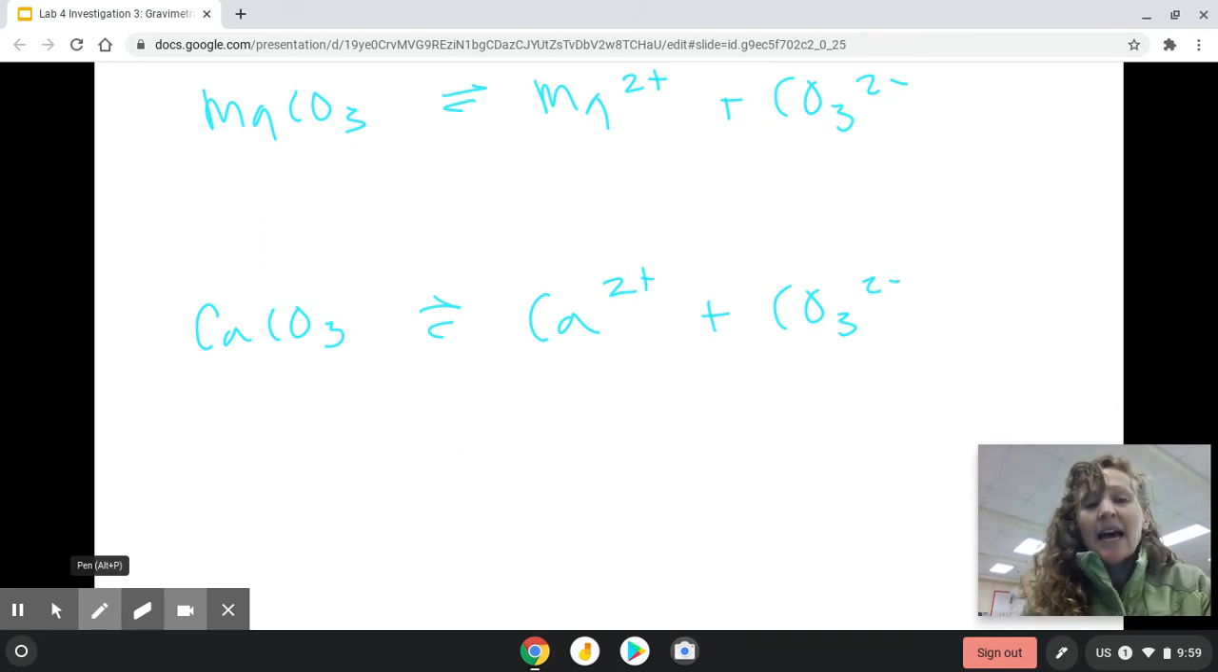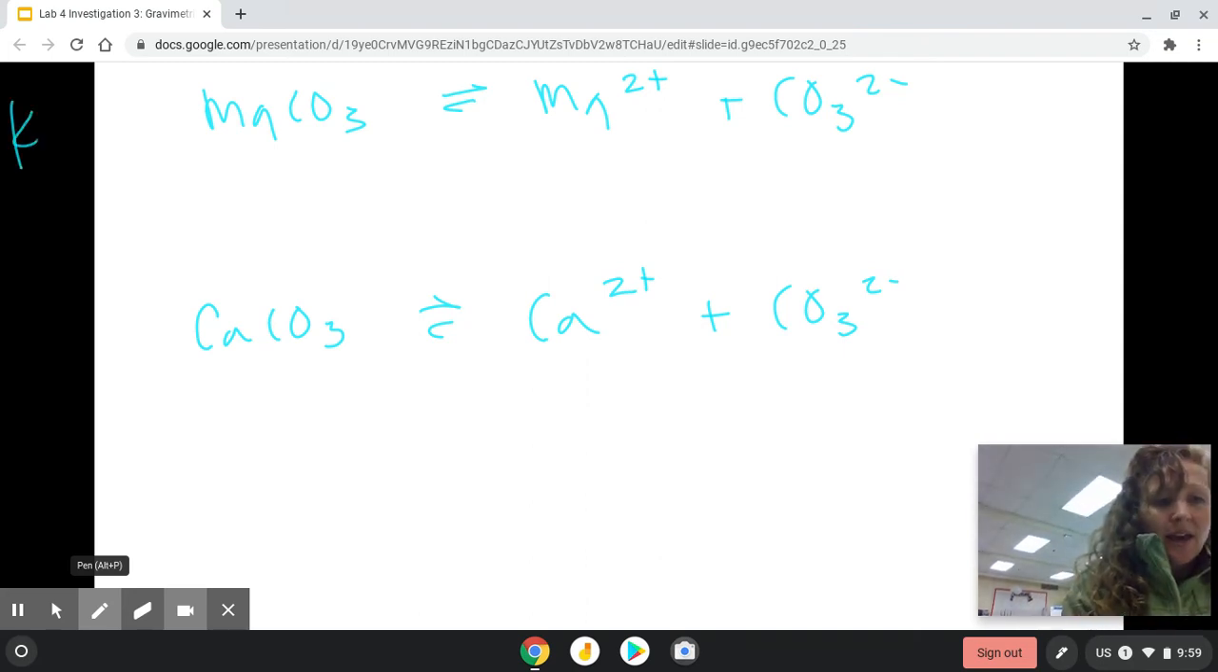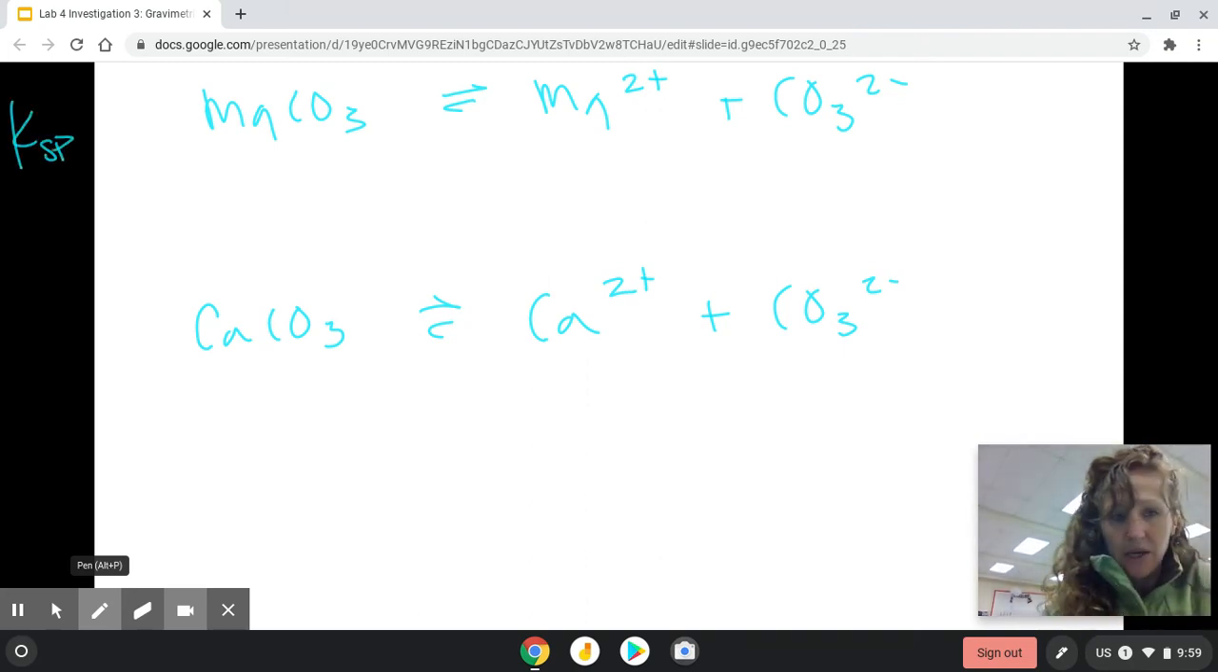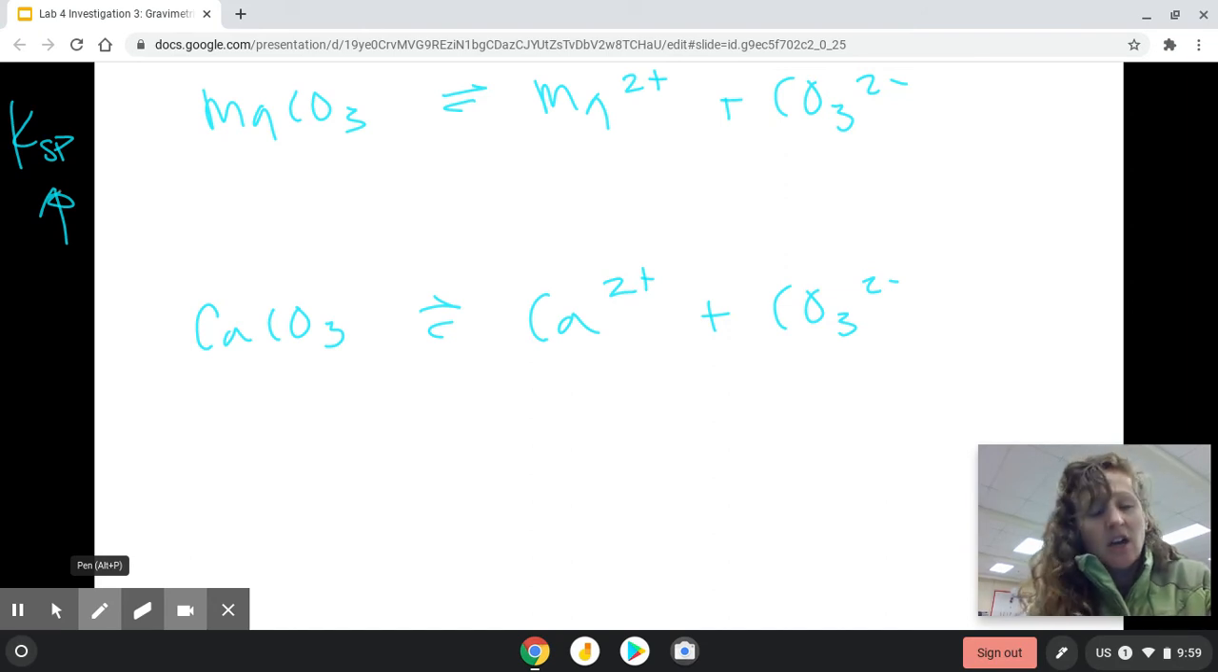So the question is, how much do they fall apart in water? That's why our K has that little sp at the bottom. That sp is indicating that it's a solubility product, so it's describing the solubility of a salt. You can have lots of different Ks. You can have a Ka that describes acid dissociation. You can have a Kb that describes base dissociation in water. This one is going to be Ksp because we're talking about the solubility of salts in water.